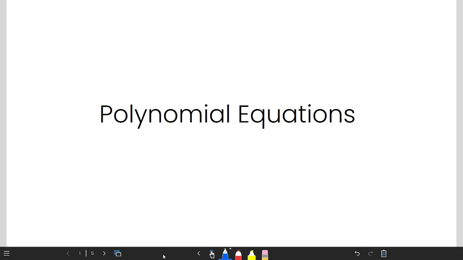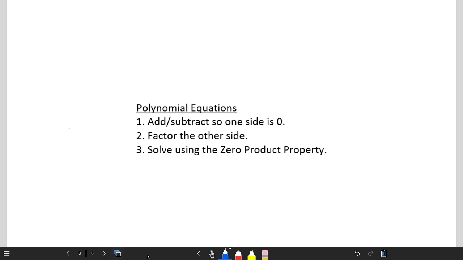In this video, we're going to discuss how to solve polynomial equations. So a polynomial equation is going to have various terms with x raised to a positive exponent. And so the first thing we're going to want to do is add or subtract the sum of the terms so that one side is 0. And then that way we can factor the other side and solve using the zero product property.